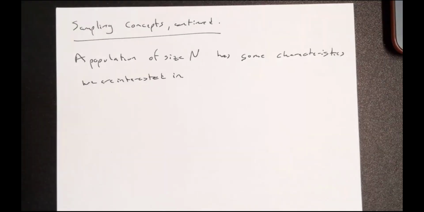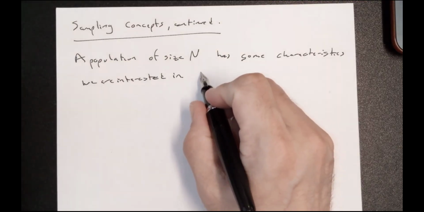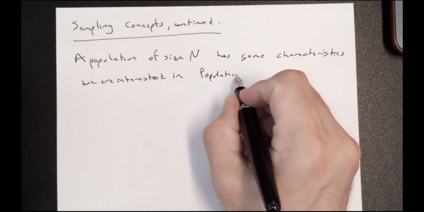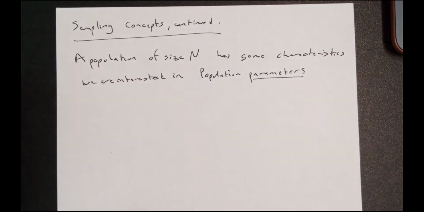Oops, wrong button. That one. When we're talking about the whole, we're going to call those things parameters. A parameter is a measurement of our population, some characteristic within it.